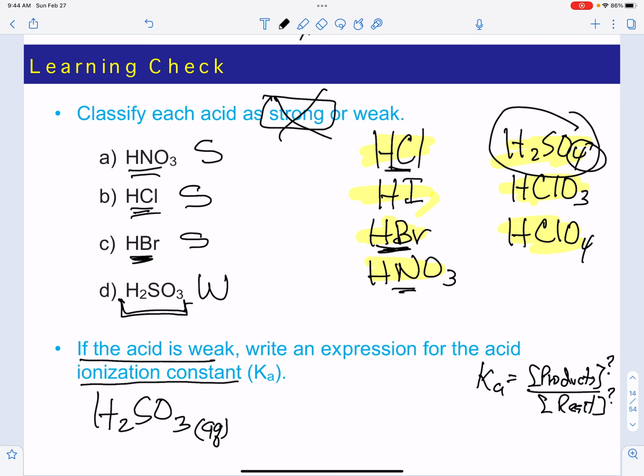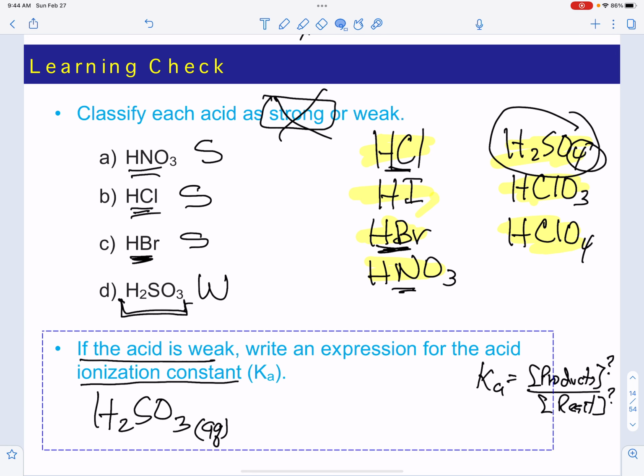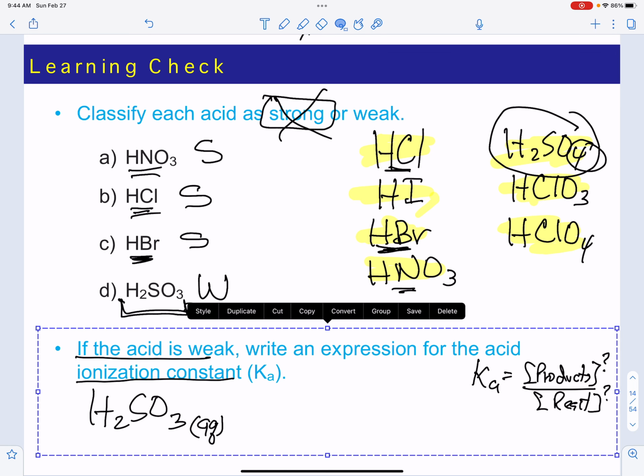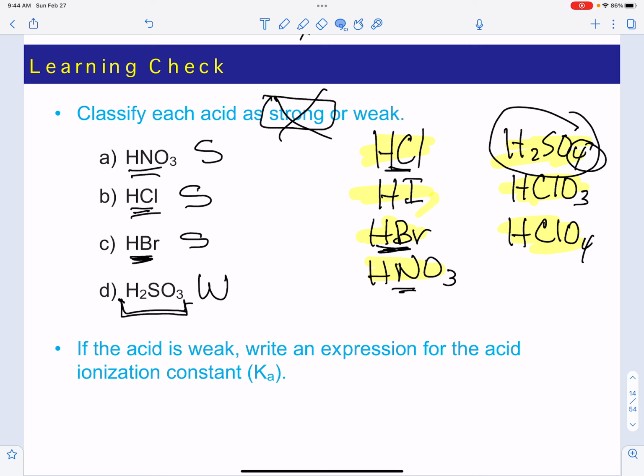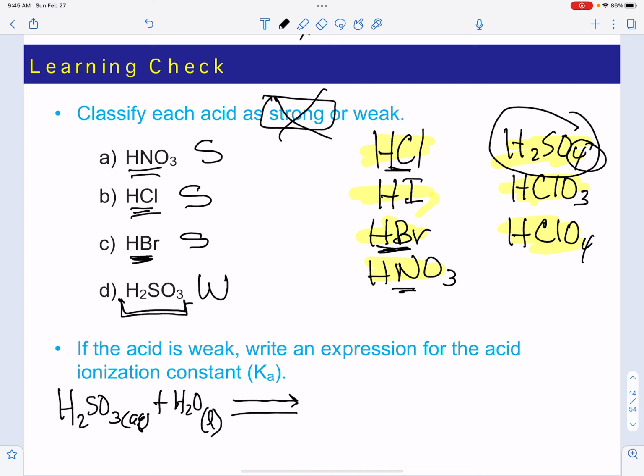So the ionization equation for any acid or any base is going to be in the presence of water. So let's do that. If I have sulfurous acid reacting with water, which is a liquid, this is a weak acid, so that means you're not going to have one arrow, you're going to have two arrows, because it's going to establish an equilibrium because of its nature of being a weak acid.